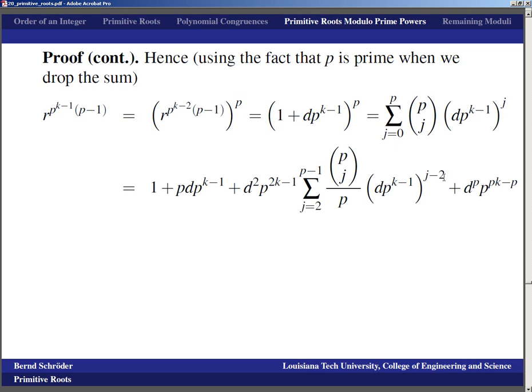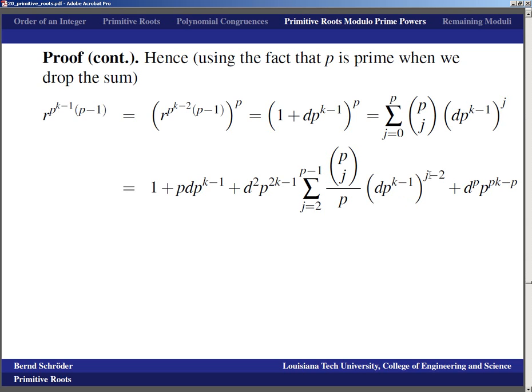And now, just as when we did that for the p squared, we have to pull out powers of p, right? And so, well, the 0th term is just 1. The first term, j equals 1, is p times d times p to the k minus 1, because we've got an exponent 1 here. And then we've got the sum j equals 2 to p minus 1. So we're going to treat the pth term separately also. And what do we get here? We get p choose j, d times p to the k minus 1 to the j.